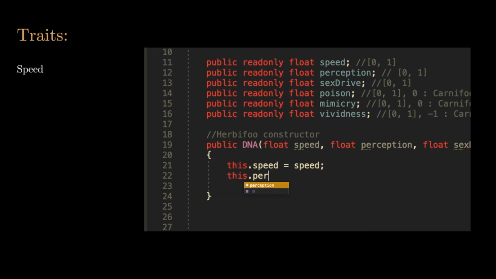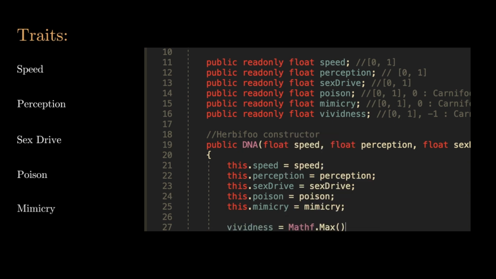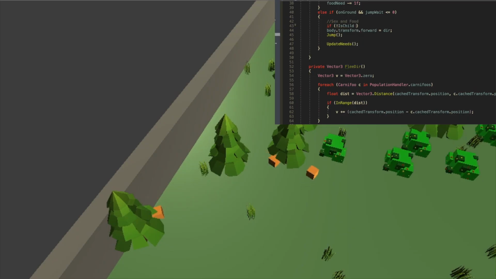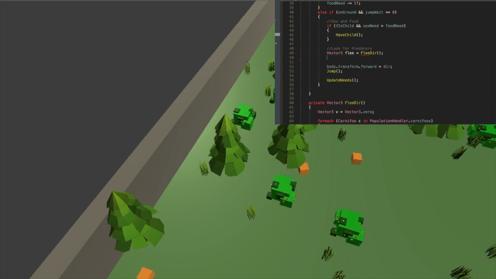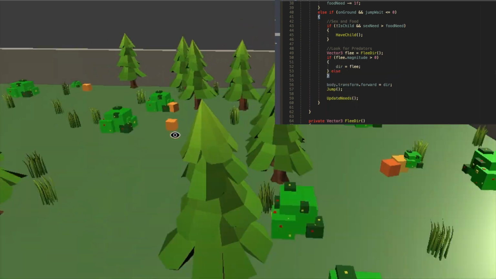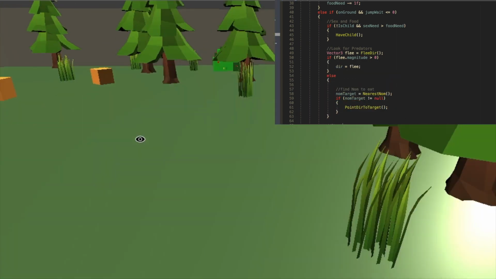Let's give herbivores 5 traits: speed, how fast they'll move; perception, how much of their environment around them they can see; sex drive, how strong their desire to reproduce is; poisoned, how poisonous they are; and mimicry, how much they pretend to be poisonous. Each herbivore will store a copy of their genetic code in a DNA object. How high a herbivore's stats are correlate directly with the energy they'll need. A fast herbivore with greater perception will require more energy than a slow herbivore who cannot see very far.